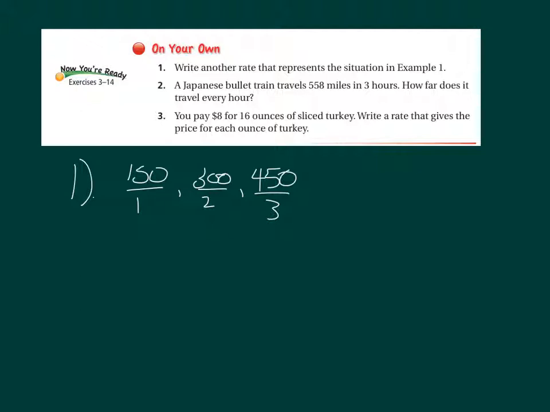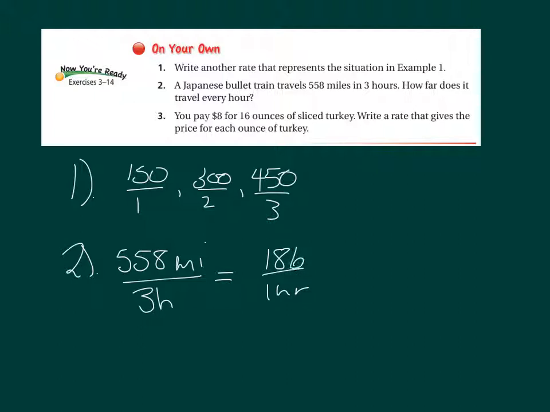The next one says a Japanese bullet train travels 558 miles in 3 hours. How far does the train travel every hour? So again, let's write down the information that we know. We have 558 miles in 3 hours, and I want to know how many miles it travels in 1 hour. So all I need to do is take 558 divided by 3. When I do that, let's punch that in real quick. 558 divided by 3, I get 186. And that's miles. Units of measurement are important, so don't leave those off.